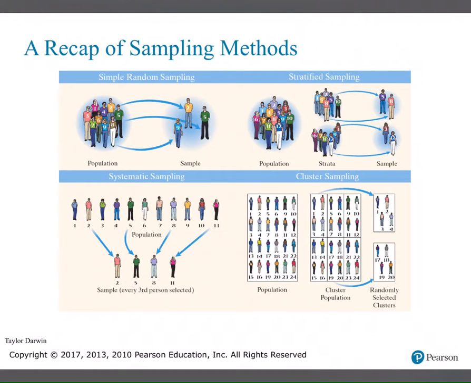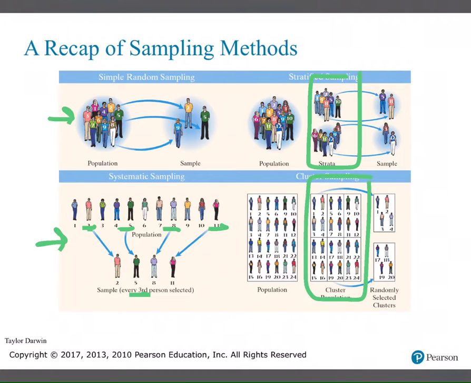Here's a visual example of the 4 that we've talked about. Simple random, we just randomly select some from a population. Systematic, we choose every nth person, right? In this case, every third. Stratified and cluster are the ones that we will get confused a lot. A lot of people do. They start the same. We break them into groups, but then strata, we take some from each group, versus cluster, we just take entire groups and select them.